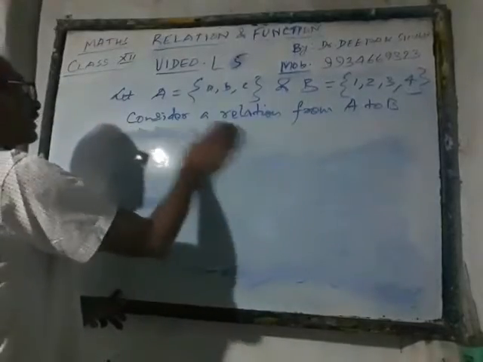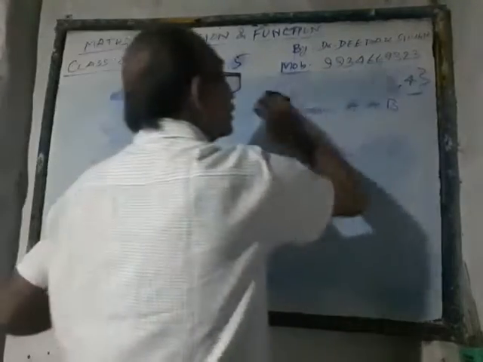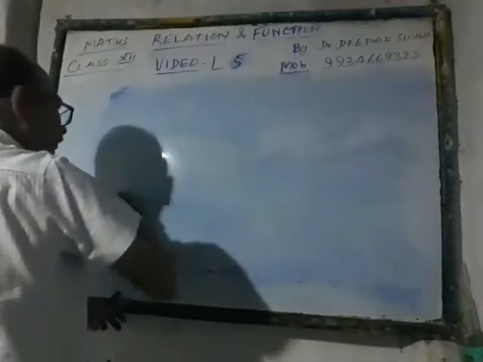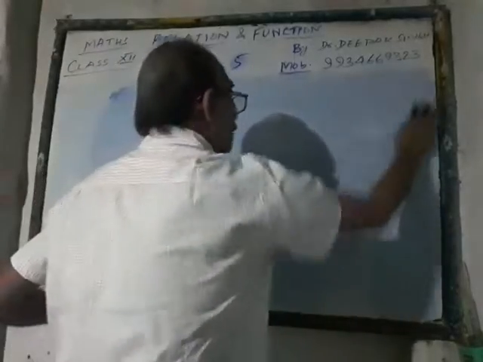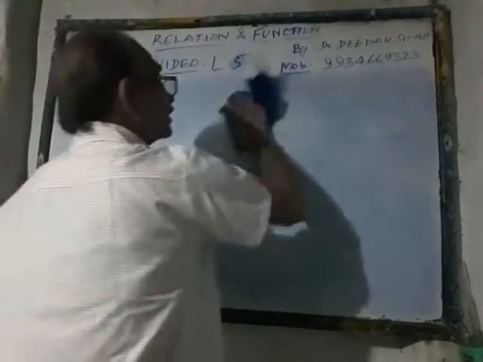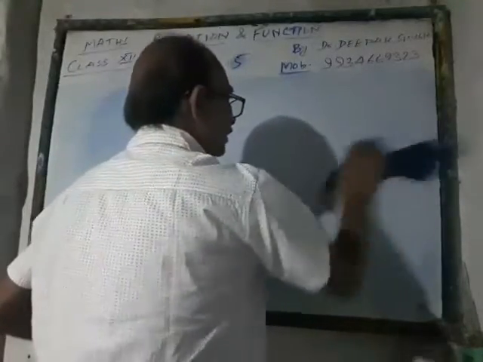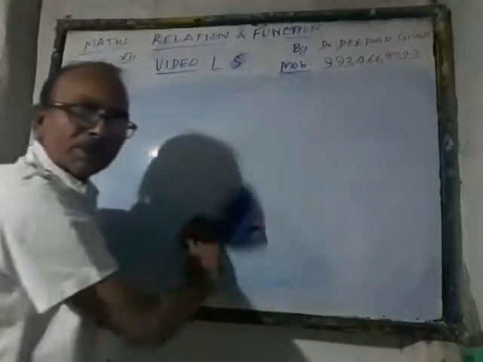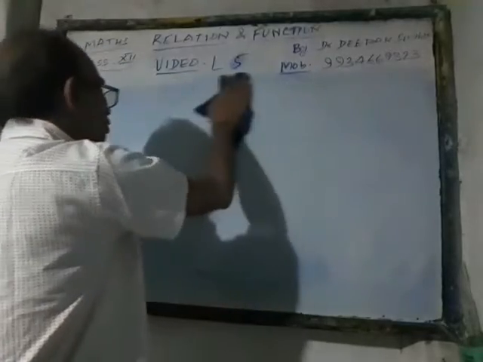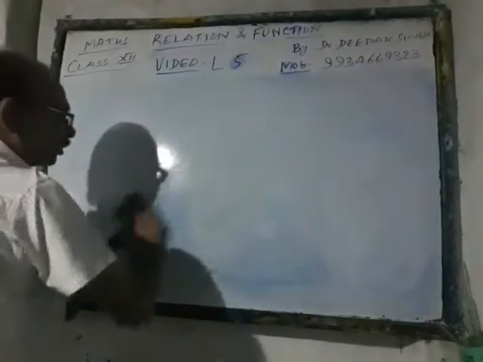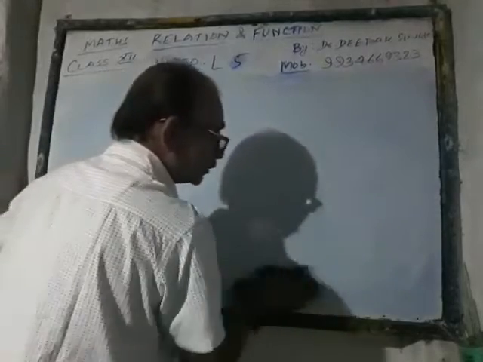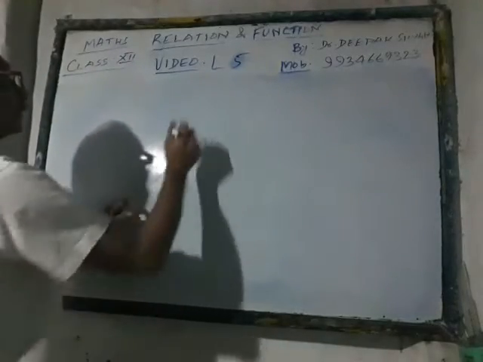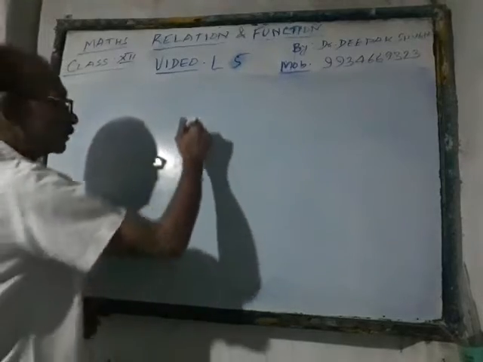Suppose the relation is represented as an arrow diagram. I just draw an arrow diagram, and on the basis of that you have to say about the domain, codomain and range of that particular relation. Suppose I write like this, just watch carefully.